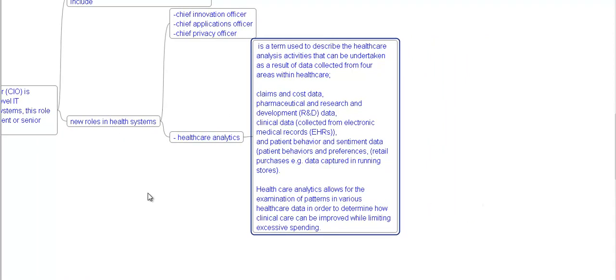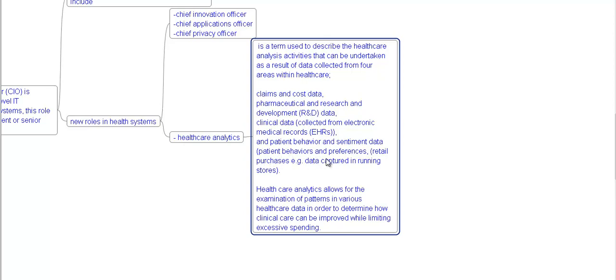Healthcare analytics is a term used to describe the healthcare analysis activities that can be undertaken as a result of data collected from 4 areas within healthcare: claims and cost data, pharmaceutical and research and development R&D data, clinical data collected from electronic medical record EHR, and patient behavior and sentiment data.